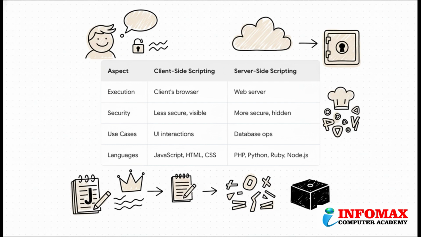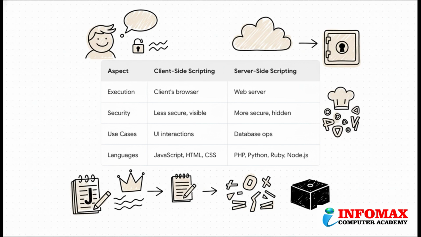Now, security. This one is huge. Because client-side code runs on your machine, a savvy user can actually look at it. It's like watching the waiter write down your order. But server-side code? That's a total black box. It's all hidden away back in the kitchen, which makes it way, way more secure for handling things like passwords or your credit card number.